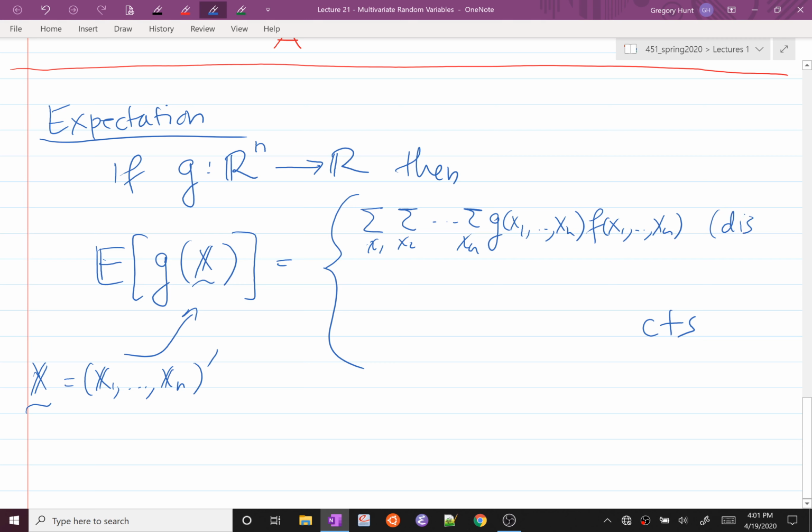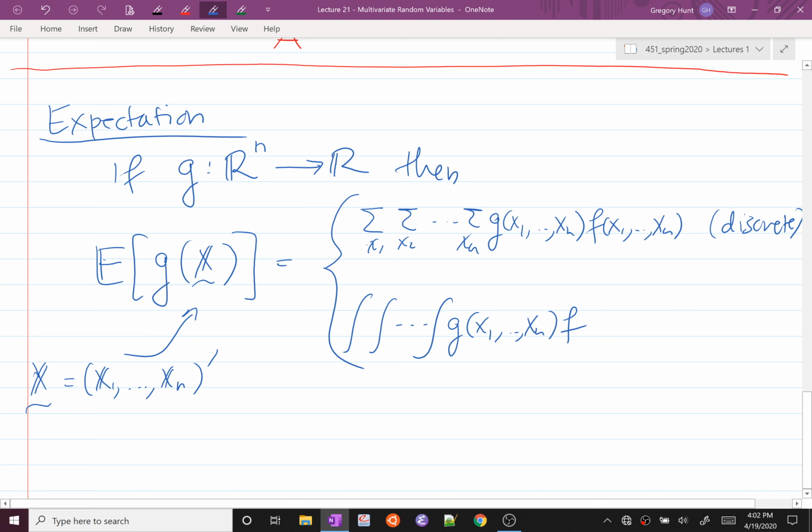So this is for my discrete case. It looks a lot like the bivariate case where we had the sum over x and y, but now we have a sum over x1, x2, x3, all the way up to xn. In the continuous case, we replace the sums with integrals. It's the integral of g(x1 to xn) times f(x1 to xn), dx1 to dxn. And this is the continuous case.